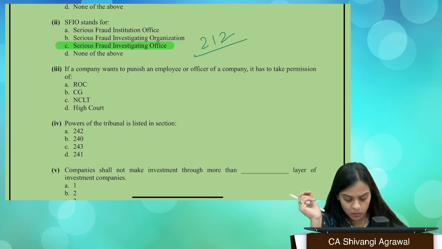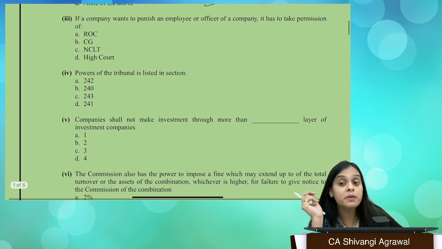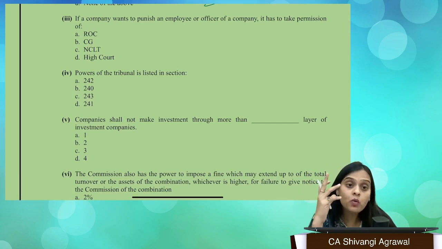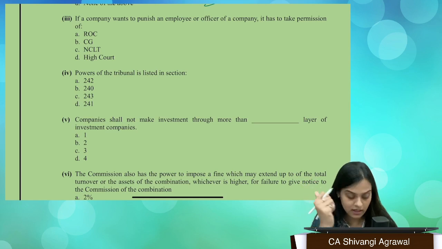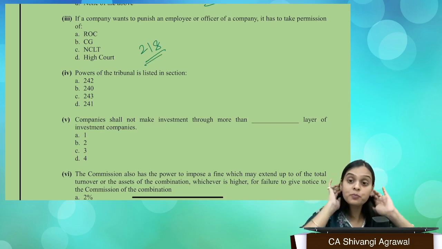Third है हमारा, if the company wants to punish an employee or officer of the company, it has to take permission of. भाई किसकी permission लेनी होती है? पहली बात तो मैम ये question आ कहाँ से रहा है? From where it is coming, right? So we have read a section called as section 218. Wherein we talk about the protection of employees.